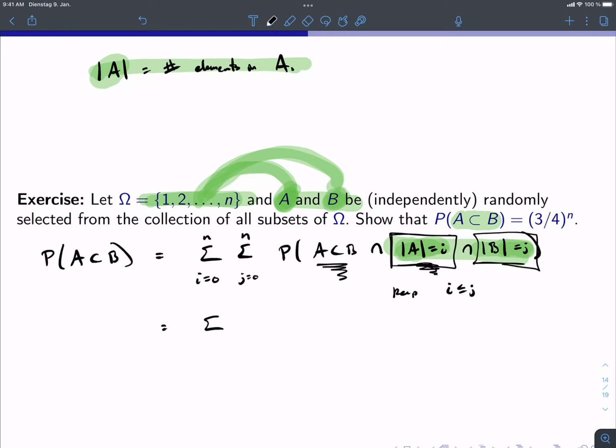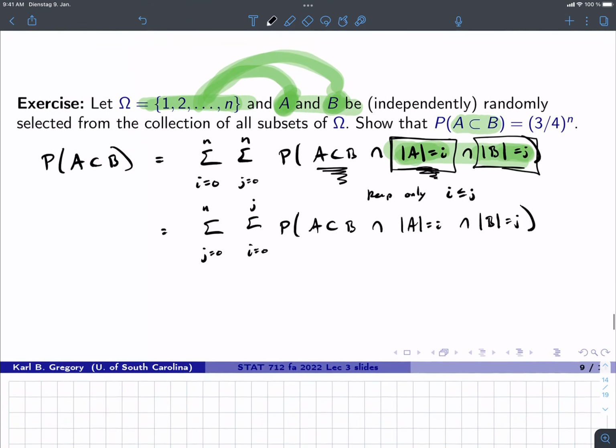So keep only I less than or equal to J. So let me put J on the outside, and then let me put I going from 0 up to J of this: A contained in B, intersect A has cardinality I and B has cardinality J.